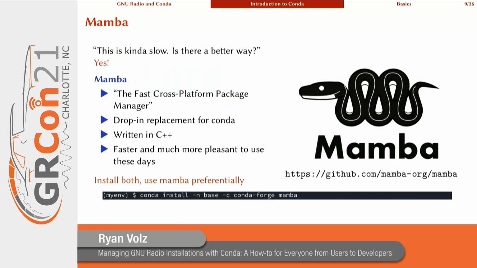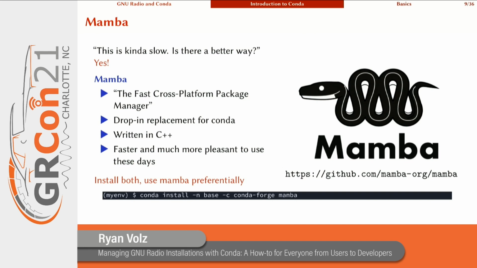Now, it's possible some of you maybe have already used Conda and you walked away from it being not very impressed, thinking it was kind of slow and difficult to use because of that. Well, I have good news for you, because there now exists another tool called Mamba, which is a fast cross-platform package manager, which is a drop-in replacement for Conda. It is written in C++, and that makes it faster and much more pleasant to use these days. So I recommend that you have both installed, but use Mamba preferentially, especially for installing packages or creating environments, because its dependency resolution is much quicker.